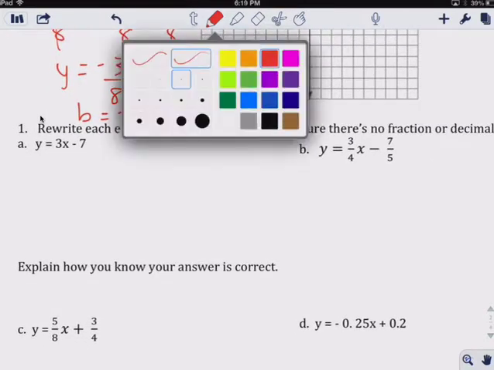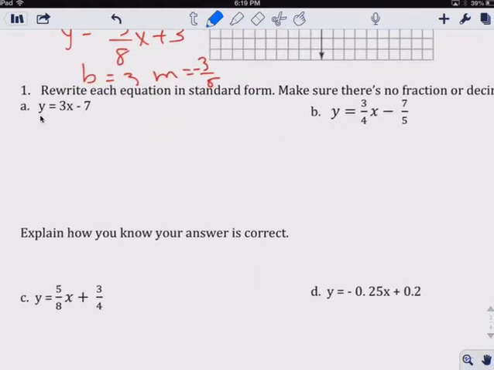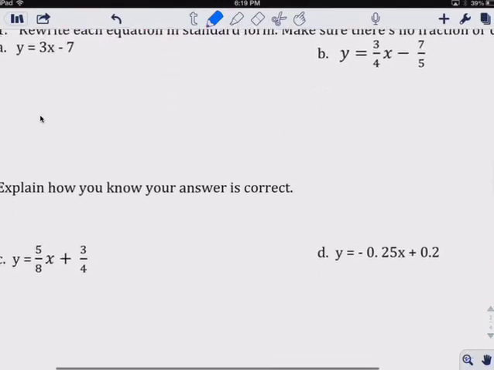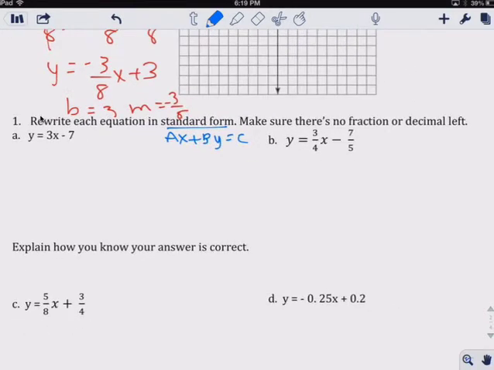Rewrite the equation in standard form. Make sure there are no fractions or decimals left. Okay, standard. Rewrite the equation in standard form. So ax plus by equals c. Make sure you know how to do this on the test, because I am going to ask one to make it in standard form. Most likely B and C. Making sure you know how to get rid of fractions.